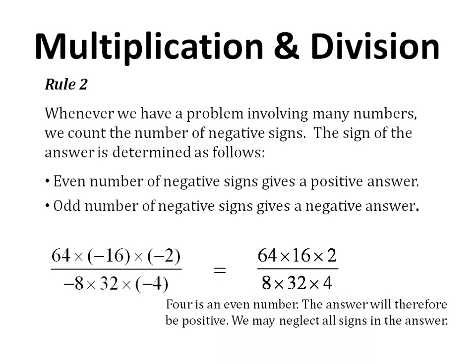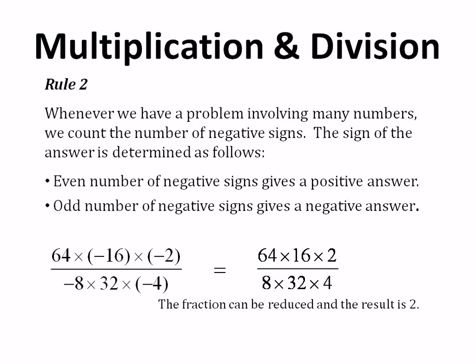We may neglect all of the signs that we had before because we are sure that the answer, irrespective of what we do, is going to be positive. So, it is irrelevant to include a sign in the next step. Of course, this is not an exercise in reduction of fractions, so we will not go through the ins and outs of the reduction of a fraction, but the fraction will be reduced and the answer is 2.